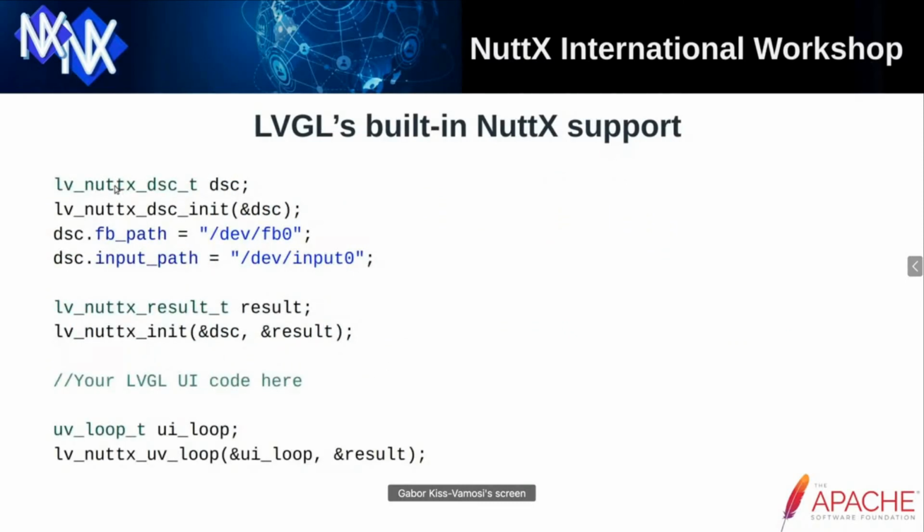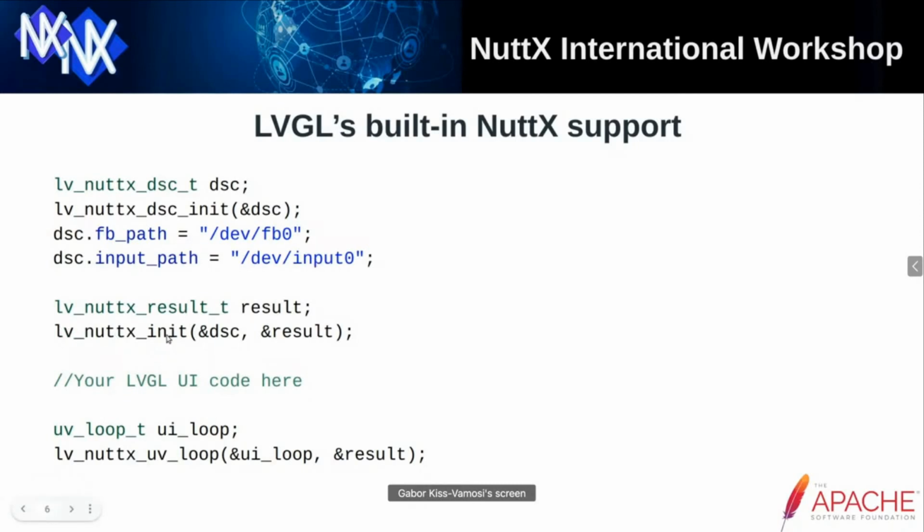So this is how you can set up a basic LVGL UI in the NuttX ecosystem. So first, we have a descriptor that we need to initialize to the default values. In the descriptor, you can set the frame buffer's path. Let's say it's the fb0 as usual. And you can also set a path for an input device. It can be a touch, it can be a mouse or something similar.